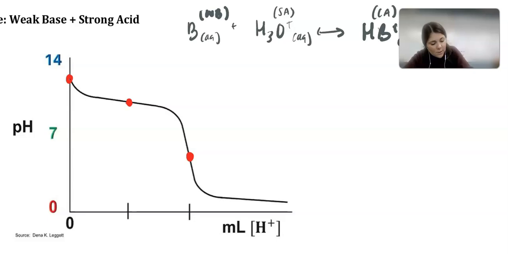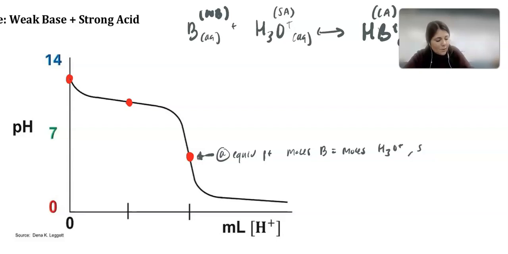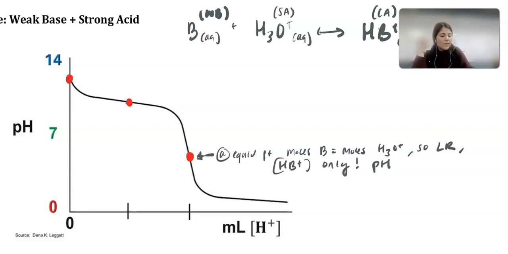So here, let's first talk about the equivalence point. So here you can see equivalence point, the pH is less than 7. And so here, when we reach equivalence point, moles of weak base equal moles of strong acid. So since both are limiting reactants, the only thing that remains is our conjugate acid, okay? So this makes sense that if we have a conjugate acid, that's the only thing that remains, it's acidic, so its pH will be less than 7.